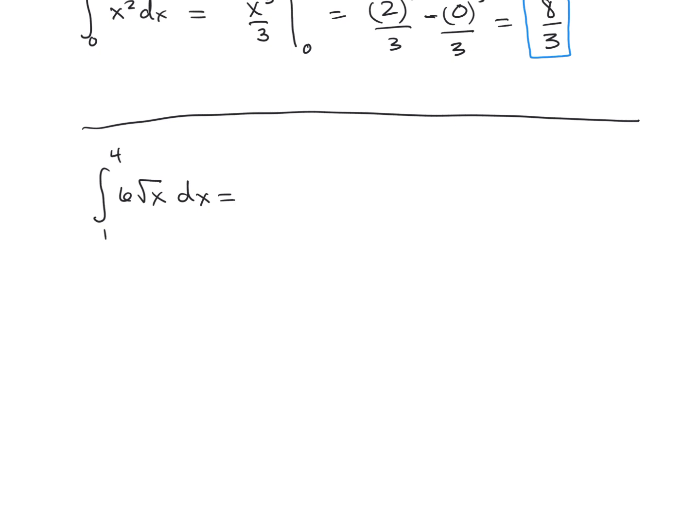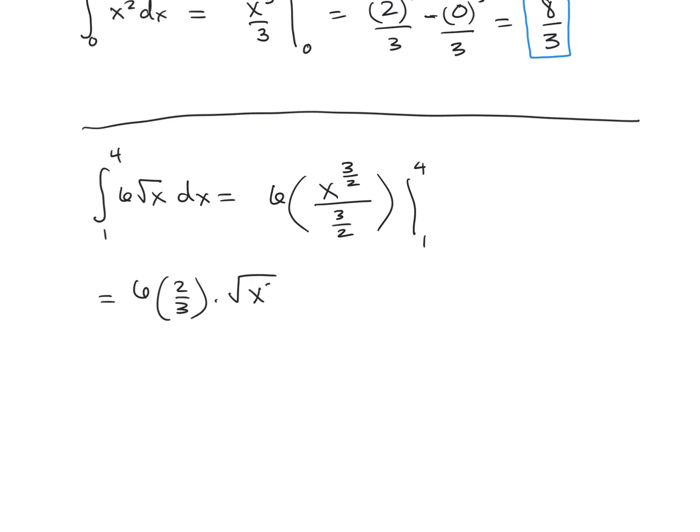So that antiderivative or integral is going to be 6. And again, that's x to the 1/2. So when we add 1 to the power, it's going to be x to the 3/2 divided by 3/2. No arbitrary constant needed. Evaluated from 1 to 4. When we take the reciprocal and multiply, that's 6 times 2/3. And this is going to be the square root of x cubed, evaluated from 1 to 4, which is just going to be 4 times the square root of x cubed from 1 to 4.